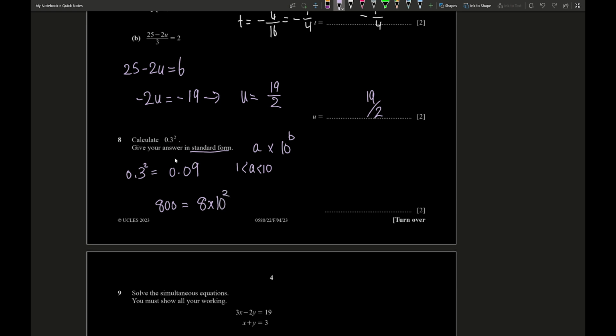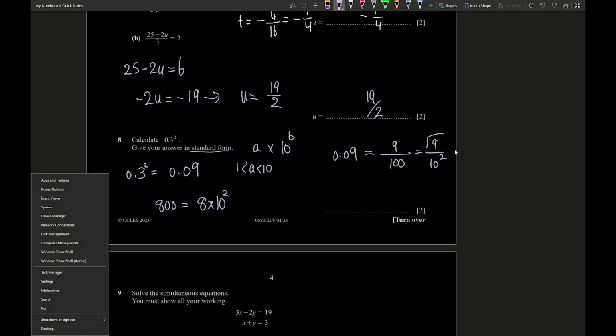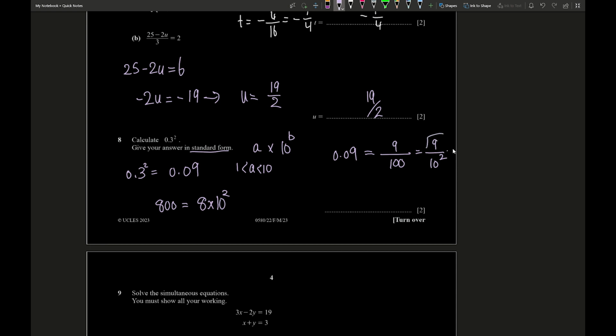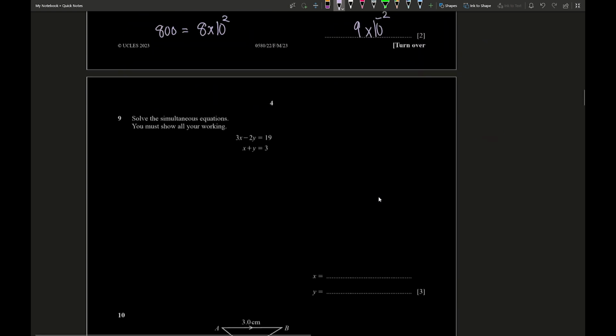You can apply the same concept with 0.09. 0.09 is equal to 9 divided by 100. And 100 is equal to 10 squared, so this is 9 over 10 squared. And then you can write this fraction as 9 times 10 raised to the power of negative 2. This is the answer. Now to question number 9.